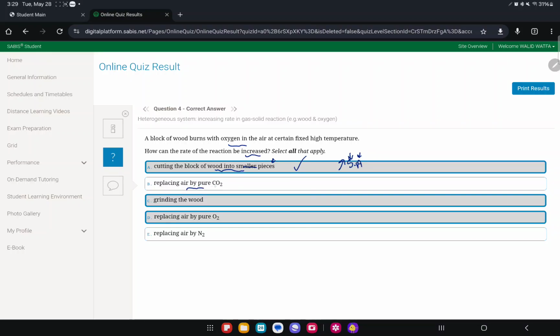Replacing air by pure CO2? No. We're reacting it with oxygen. Changing it into carbon dioxide would just be wrong. Grinding the wood means making it into smaller pieces. That increases the surface area and increases the reaction rate. And then part D, replacing the air with O2. That would be correct. Oxygen is a reactant, so if you replace it with pure O2, it's going to be correct. Then part E is going to be wrong because they said N2. We want O2.